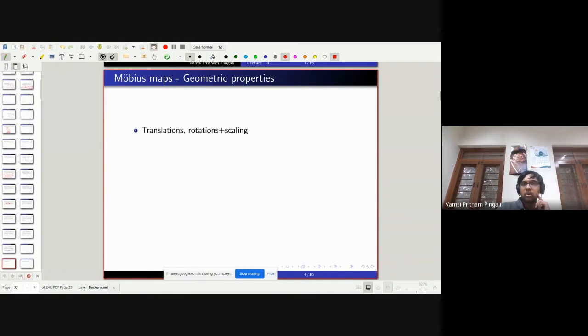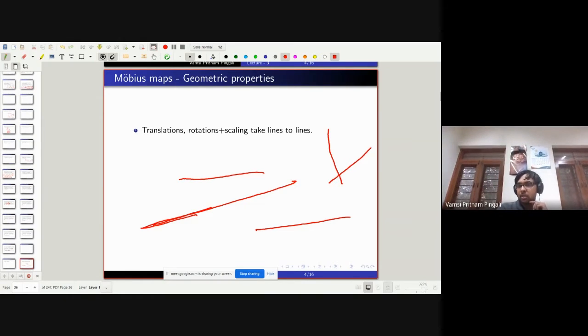All right. So translations, rotations, and scaling take lines to lines. Of course, right? If you have a line and you translate by a complex number, you get a line. If you have a line and you scale it, it'll just be another line, a larger or smaller version of it. If you rotate a line, it becomes another line. So translations, rotations, and scaling take lines to lines. In other words, if I apply these one after the other, this line goes to some line. Okay.